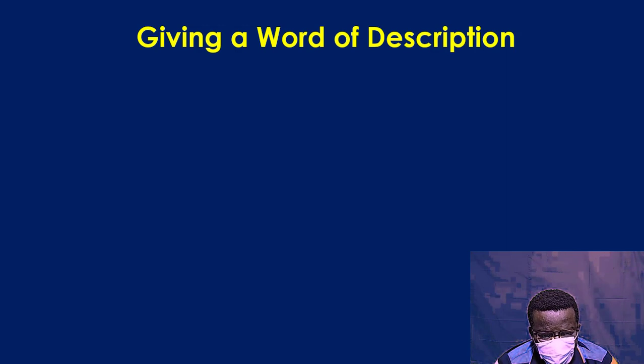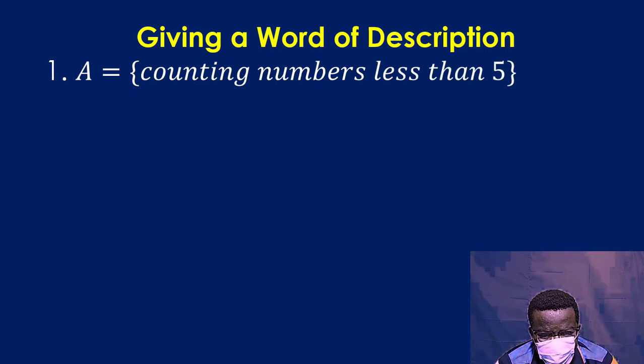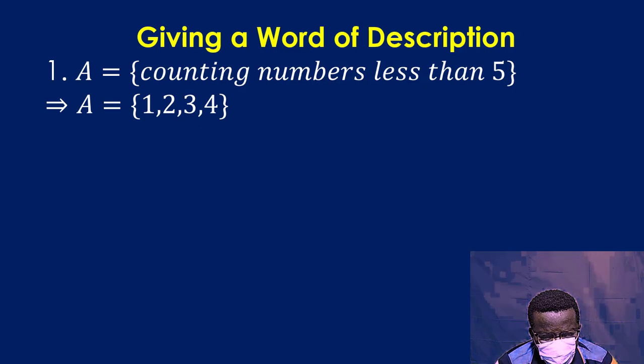Now, let's proceed with some examples. 1. A is equal to counting numbers less than 5. Here, what we simply do is to list the elements. That will be 1, 2, 3, and 4. These are counting numbers less than 5. So the description, counting numbers less than 5, enables us to tell which numbers are part of the set and those that are not.